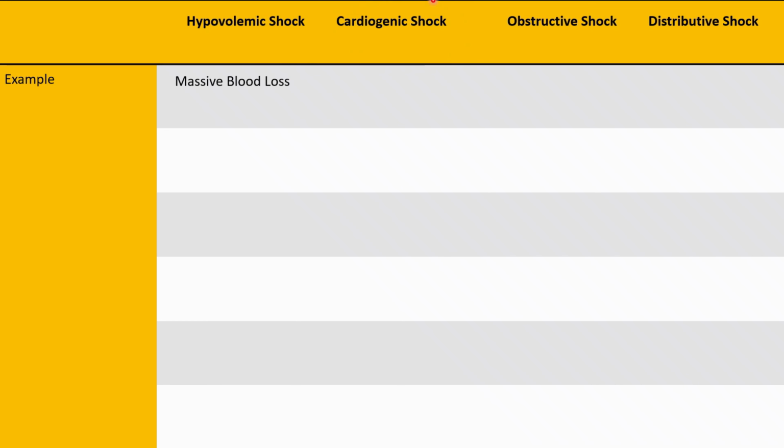For cardiogenic shock, I want you to think of two things, either myocardial infarction or congestive heart failure. Myocardial infarction can lead to congestive heart failure as time progresses. For obstructive shock, I want you to think of two things. The first one is pulmonary embolus, and the second is cardiac tamponade.